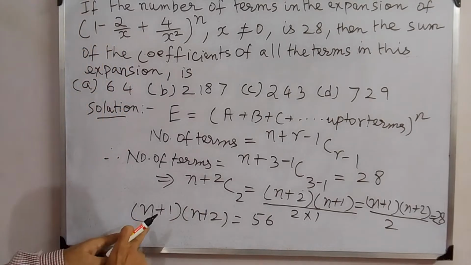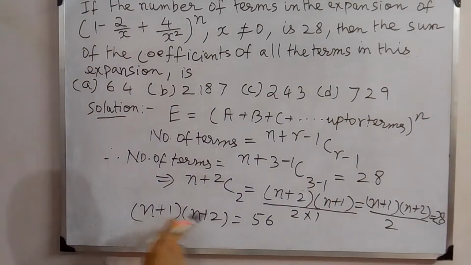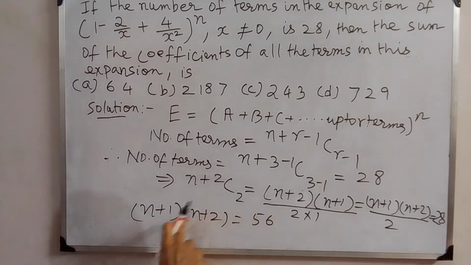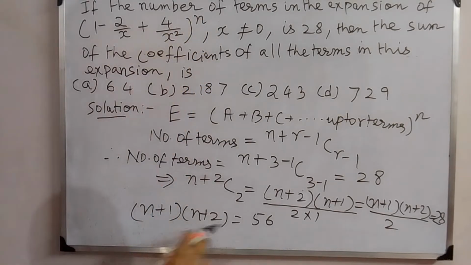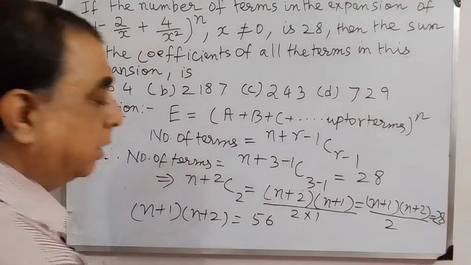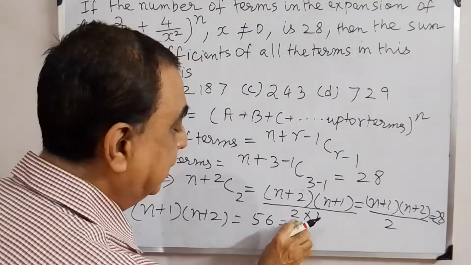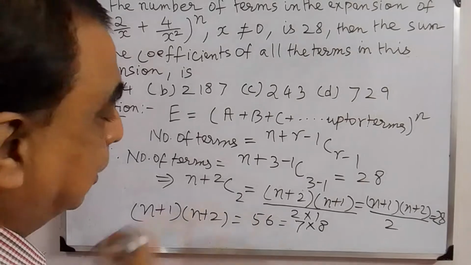You may find the value of n by two methods. Either you may solve this equation and find the value of n by the quadratic method, or since n is a natural number, we may apply that property as well. So n plus 1 and n plus 2 are consecutive natural numbers whose product is 56. Now find the two consecutive natural numbers whose product is 56. That will be 7 into 8. 7 times 8 is 56.